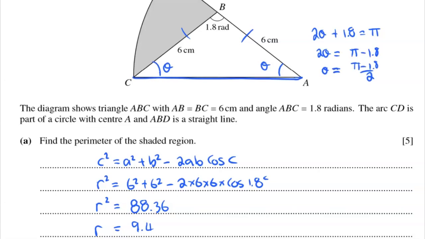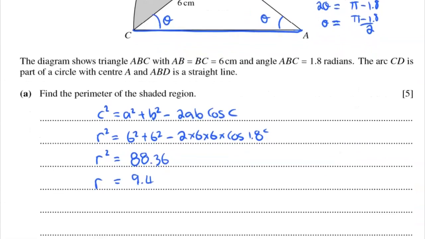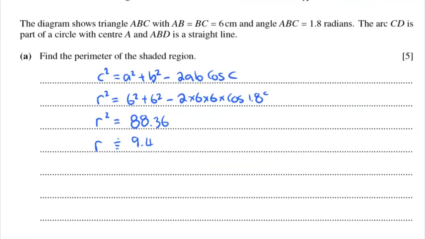Right, so let's make some more progress. We need the arc length. How are we going to do that? The arc length, from our formula sheet, is equal to radius times the angle. And the radius, it's approximately 9.4, but we're not using that. And the angle at the center was pi minus 1.8 divided by 2. If we put that into a calculator, using the exact values, we're going to get round about 6.31.